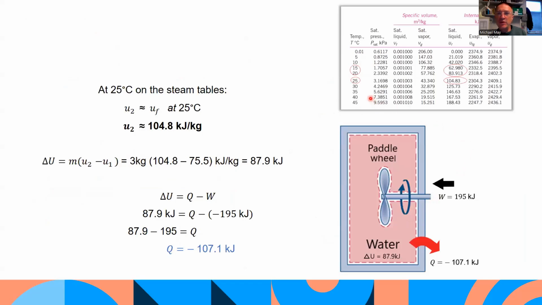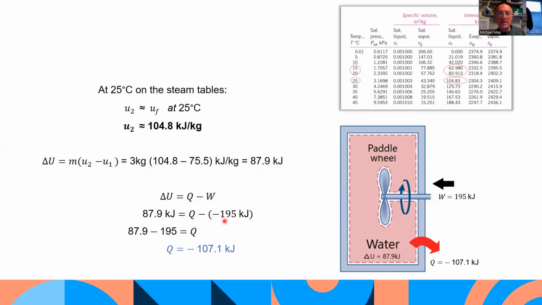At 25 degrees, the specific internal energy for saturated liquid is 104.83. So now we have the mass, we have the change in specific internal energy, and that works out to be 87.9 kilojoules, which is the change in internal energy. We put that in over here. We have the heat that we're looking for.